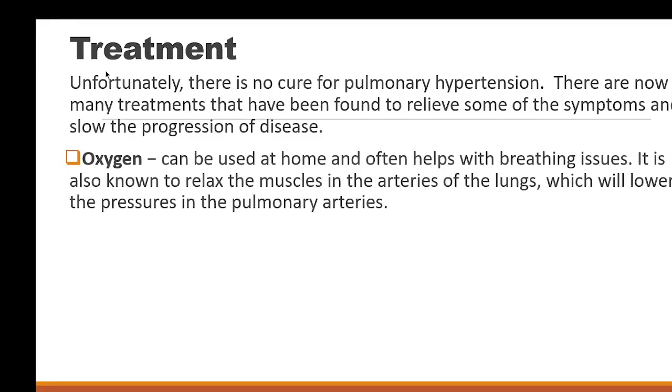We go to treatment. In treatment, there is no cure for pulmonary hypertension, but there are now treatments that have been found to relieve some of the symptoms and slow the progression of the disease. The first management is oxygen therapy. Oxygen can be used at home and often helps with breathing issues. It is also known to relax the muscles in the arteries of the lungs, which will lower the pressure in the pulmonary arteries.